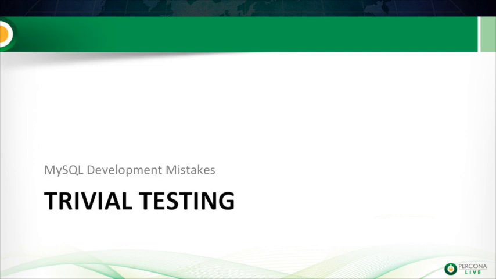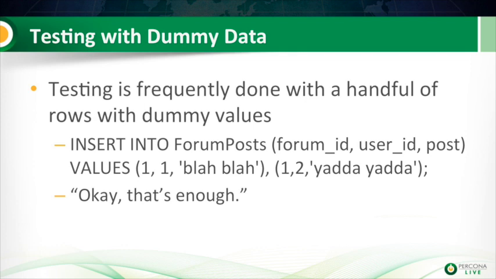Next topic, trivial testing. We frequently see people do testing in a development cycle by inserting just a few rows with dummy values that aren't very representative of their production traffic. Here's an example where somebody just created two rows of data in a table, and it really only relates to a single forum ID in their forum posts and just two different users, and then artificially short content, where the text for this forum posts table may allow for long content, but these only have a couple of words.